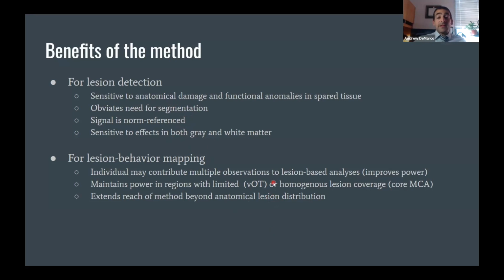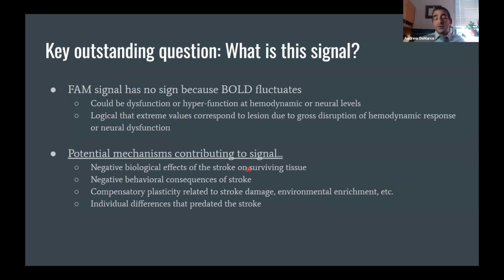And then for the lesion behavior mapping, you can get what I'm alluding to here. That for like visual word form area, that's pretty nice. Maybe you have some more sensitivity to those regions where we don't have the best coverage usually. And then I didn't note it, but in this case, since the functional anomaly maps aren't identical, a single individual can contribute multiple times to an analysis. So some outstanding questions, right? The BOLD signal fluctuates. So in this analysis, we did not have a sign.